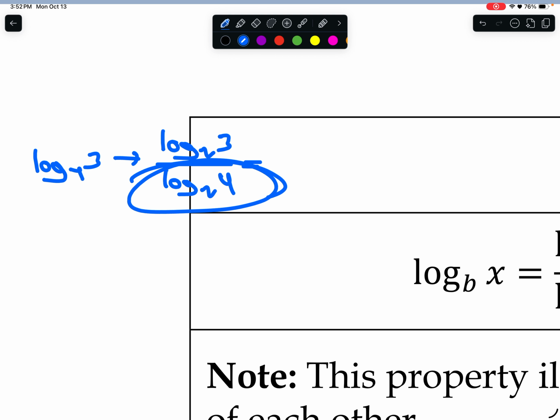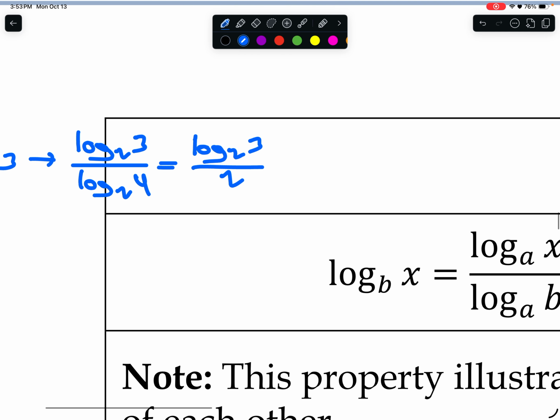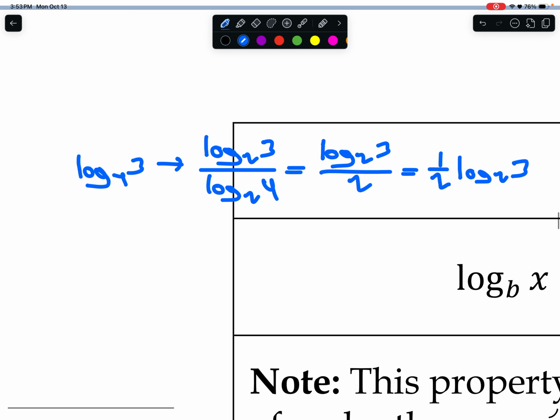So like log base 2 of 4 actually simplifies, so this would be log base 2 of 3 over log base 2 of 4, well, that's just 2. And then that could even be rewritten as 1/2 times log base 2 of 3. So the idea here is we're looking at the original, and you're going to be writing whatever the new base is.